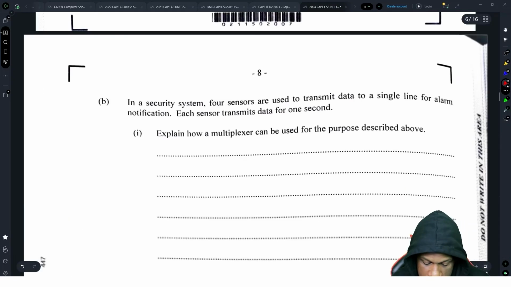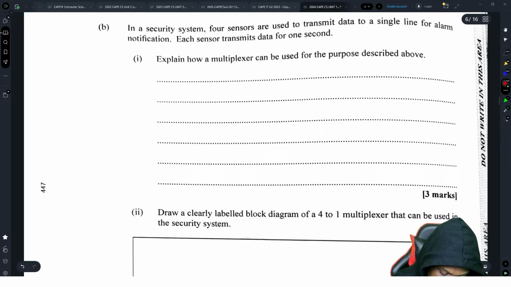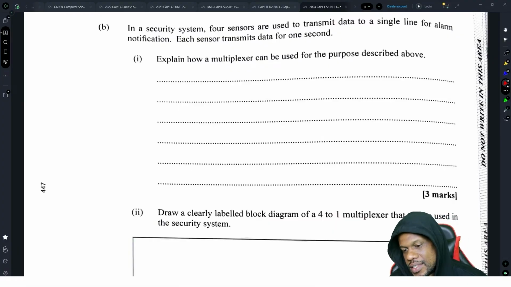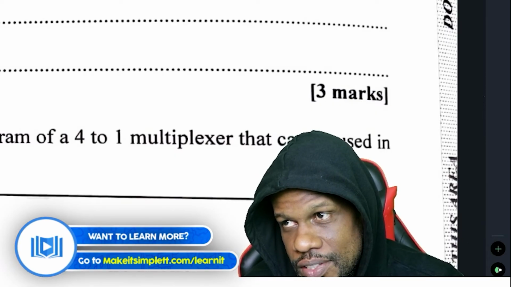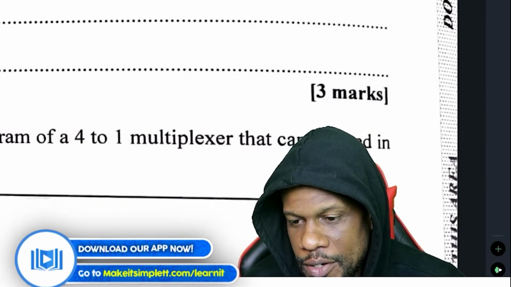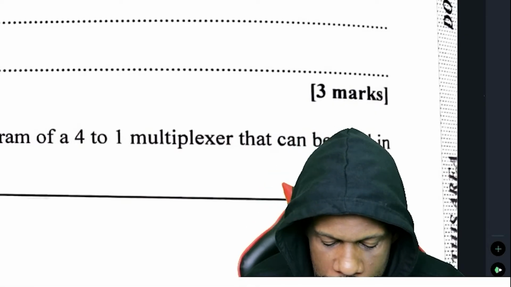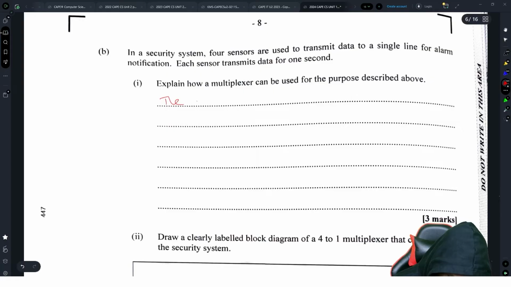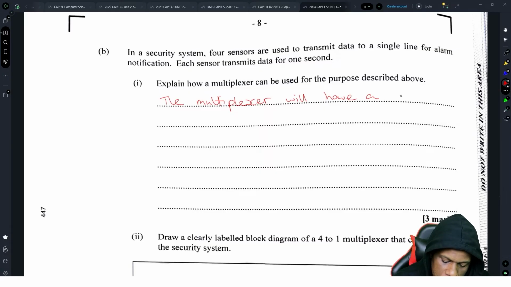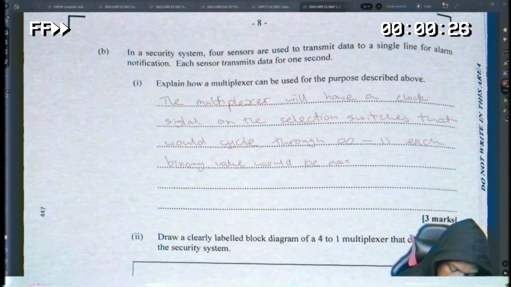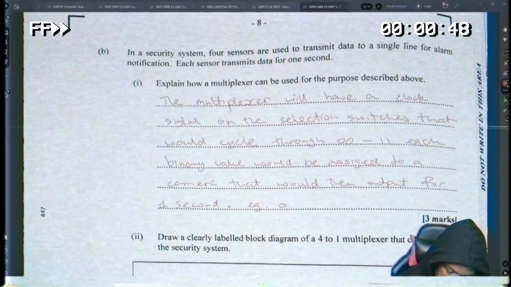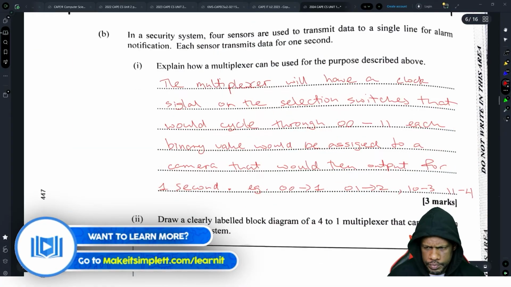Part B. In a security system, 4 sensors are used to transmit data to a single line for alarm notification. Explain a multiplexer. This is a carbon copy question from, I think, 2015 or 2016. Been here, done that. The multiplexer will have a clock signal on the selection switches. Three marks in this question.